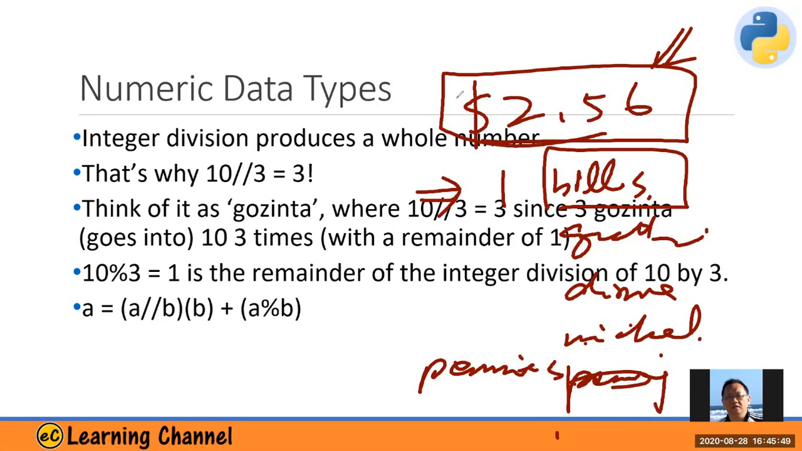If you can use a dollar bill, you don't use a quarter. That means you cannot give me 556 pennies. That's not good. If I can get a dollar bill, I want the dollar bill. If I cannot have a dollar bill, I want the quarters first.